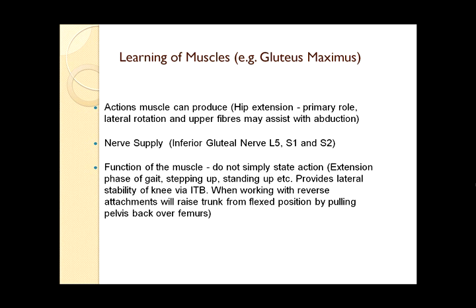Finally, we would expect you to identify the function of the muscle. This is not merely stating its actions, so it's no good just saying that it's an extensor and a lateral rotator of the hip joint, but we need these actions put into a functional context. For example, extension during the extension phase of walking, or extension during the extension action occurring during going upstairs or moving from sitting to standing.